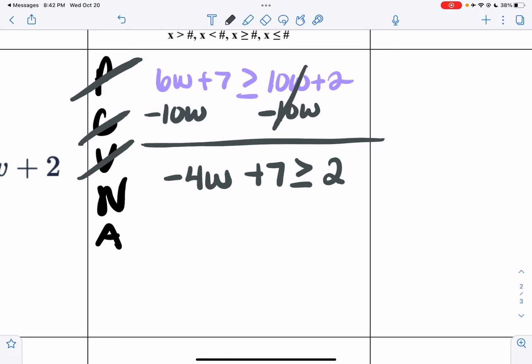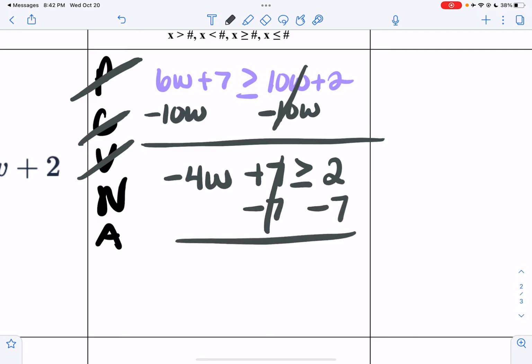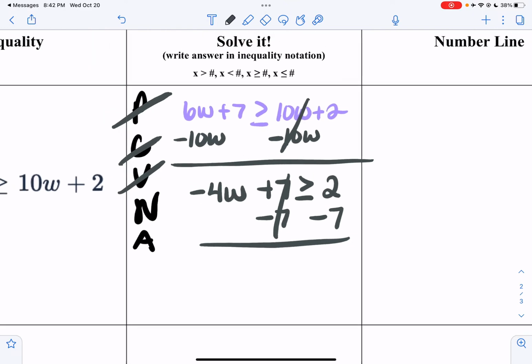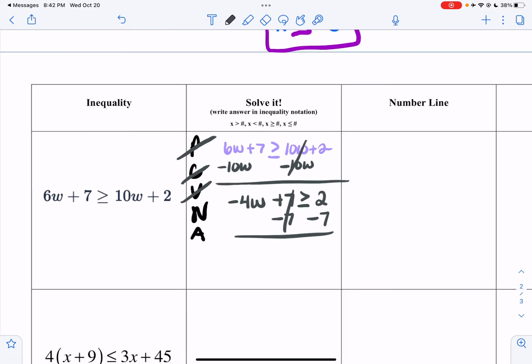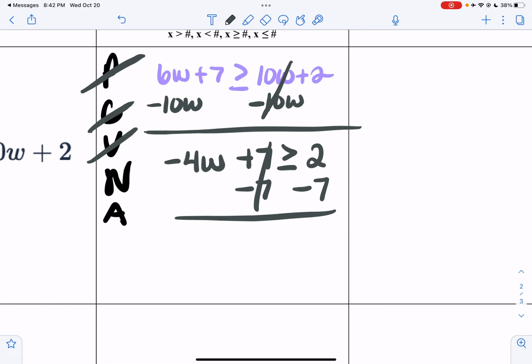I'm now going to get rid of my 7 by bringing it over to the right side of my inequality by using subtraction. So I'm going to subtract 7, subtract 7. Let me just make sure, 6 minus 10, yeah, that's right. Okay, now 2 minus 7 is negative 5, so I have negative 4W greater than or equal to negative 5.